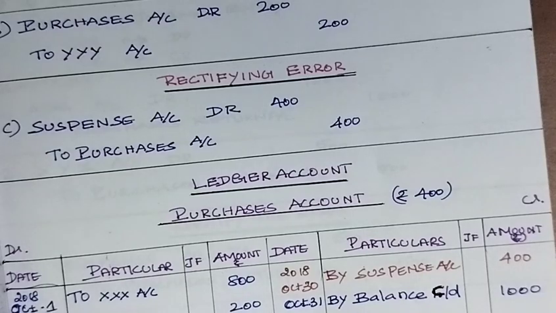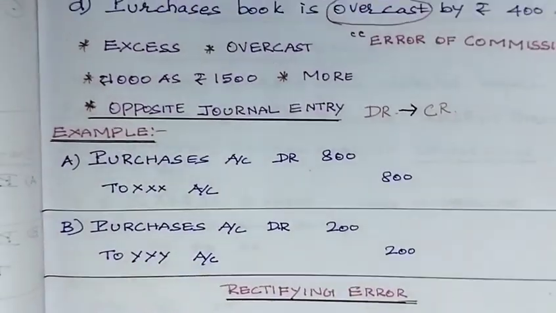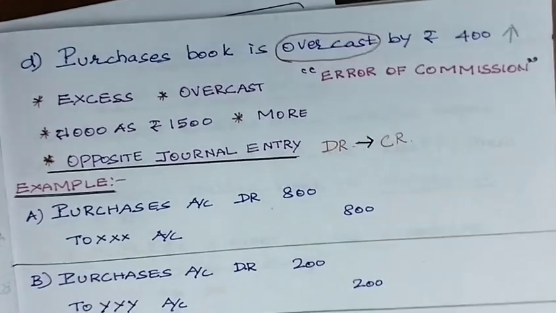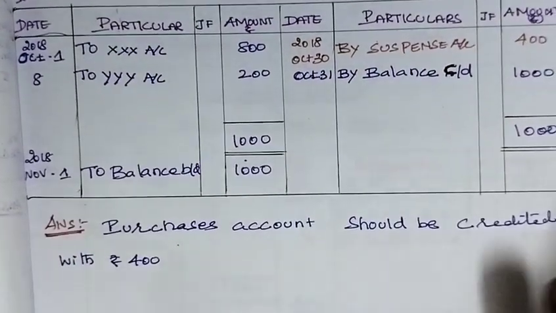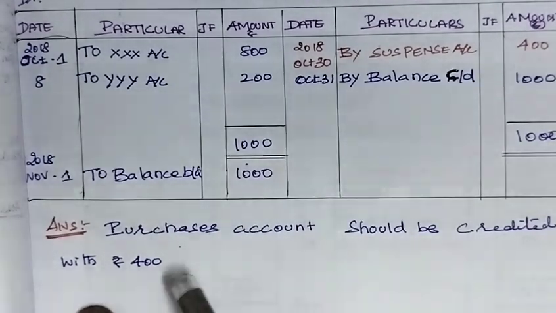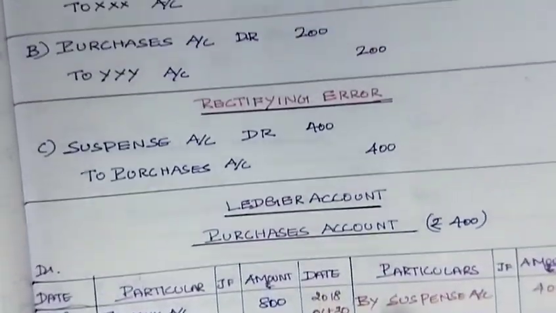I will explain you with some example. How should the purchases account be credited with 400? This is the answer. How does it come? I will explain you some example.